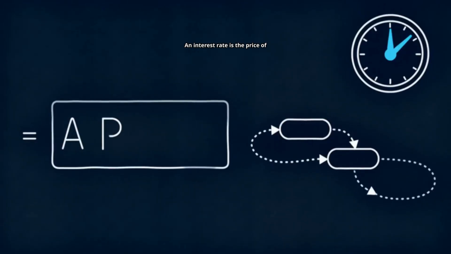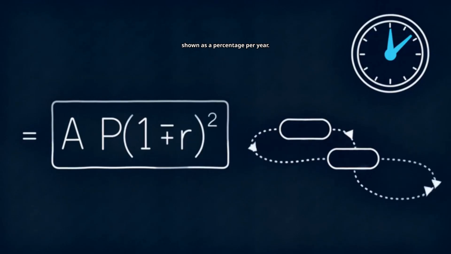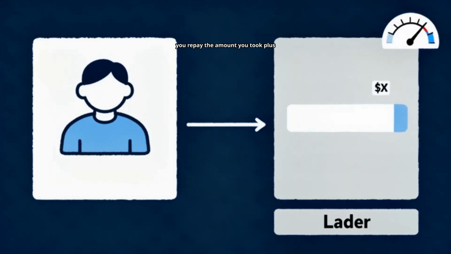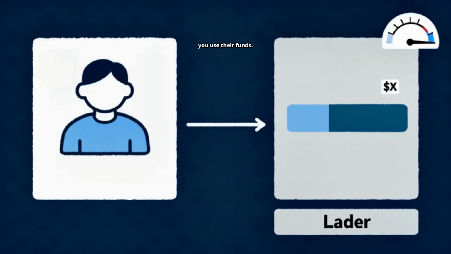An interest rate is the price of borrowing money, shown as a percentage per year. When you borrow, you repay the amount you took plus interest, the lender's fee for letting you use their funds. Think of it like renting money.